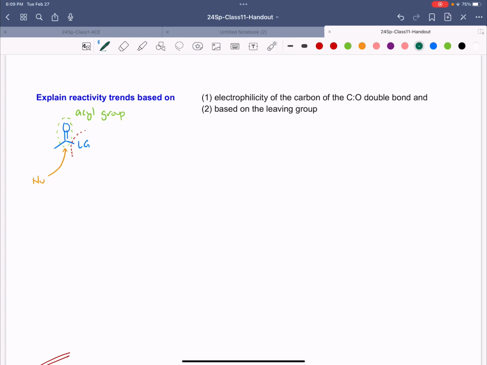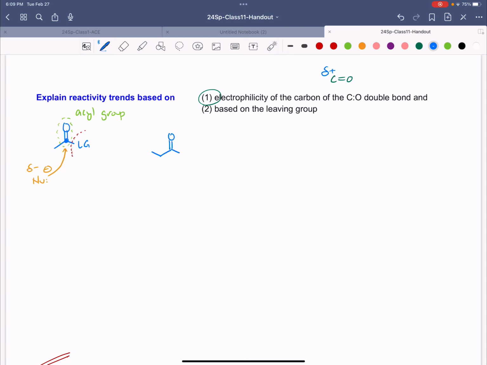The first way, we're going to talk about how big the partial positive is on the carbon of the double bond. So we have a carbon-oxygen double bond, and I want to know how big this partial positive is to attract a nucleophile. The nucleophile could be partial negative or a full negative. So you can see there's a charge attraction between that nucleophile and this carbon. I'm going to put a dot right there. All right, the first one is the acid chloride, which is the most reactive.